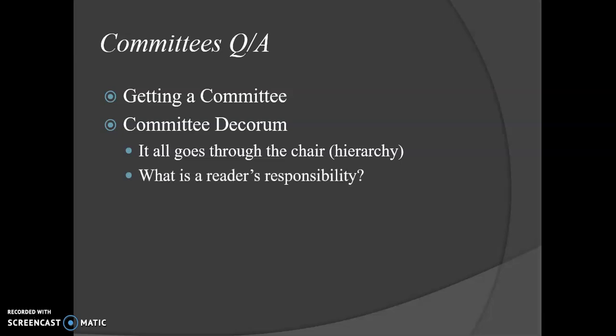So what is a reader's responsibility? They're usually on the side, sort of these ancillary folks who can play those roles that we mentioned, such as writer or game maker, and they dabble here and there, but you and the chair really are the core of the team.